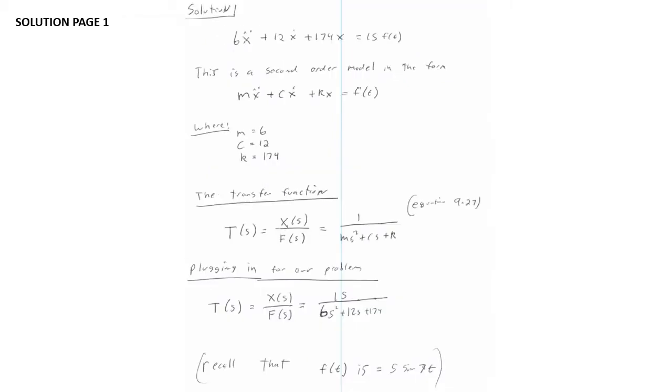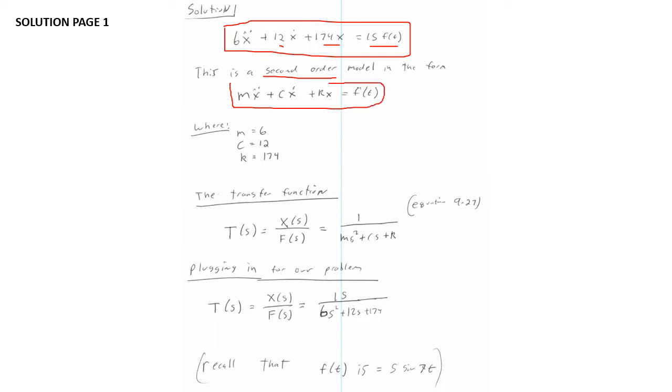As we begin our solution, we can reference back to our problem statement and our setup page for any information we need to plug in. We have our general equation given in the problem statement, 6x double dot plus 12x dot plus 174x is equal to 15 f of t. This is a second order model, of the form m x double dot plus c x dot plus k x is equal to f of t, where for this case m is equal to 6, c is equal to 12, and k is equal to 174.